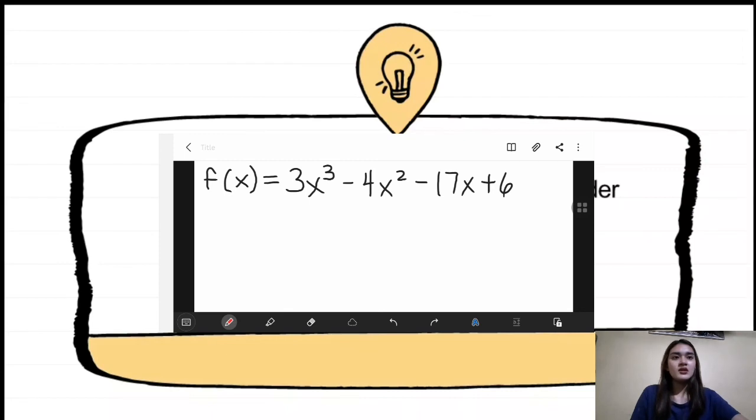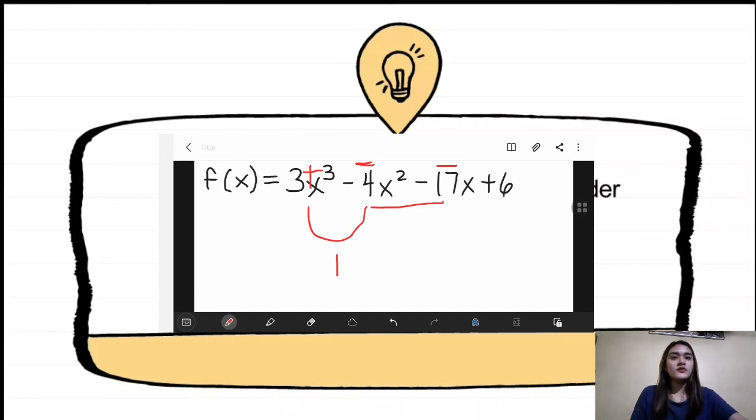For f(x), we can see that the first term, 3x cubed, is positive, and the second term, negative 4x cubed, is negative. That means one change because the change in the sign is evident, from positive to negative. Let's observe the second and third terms. The sign did not change as they are still both negative, so it means there is no change or zero change. For the third and fourth terms, the third term is negative while the fourth term is positive, and that means one change. So all in all, there is a total of 2 changes for the function f(x).